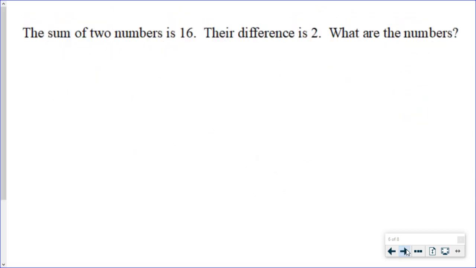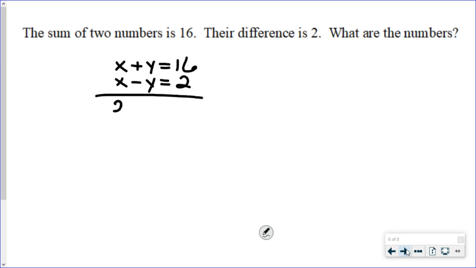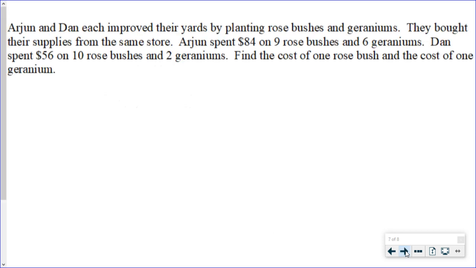Okay, so we're doing the same thing. The hardest part is setting it up. Just another reminder, think about this, the sum of 2 numbers. Sum means add. The difference is 2, and you're going to do the same thing. Okay, adding down, I would get 2x equals 18, and I think you can finish this from here. Okay, if you want to do another one, we can.